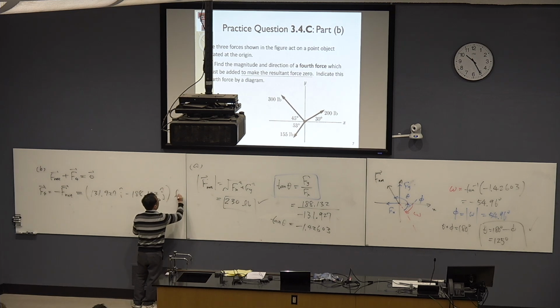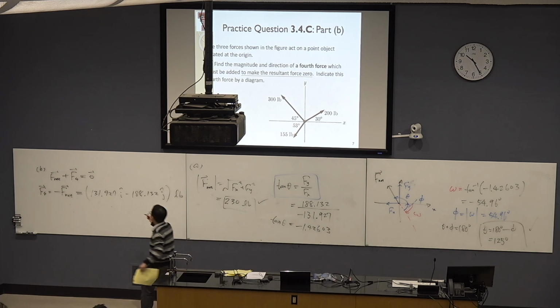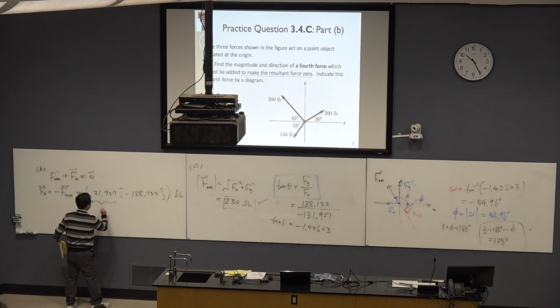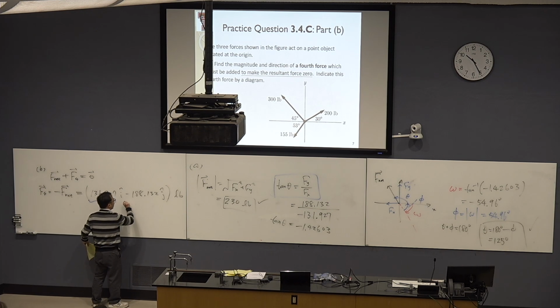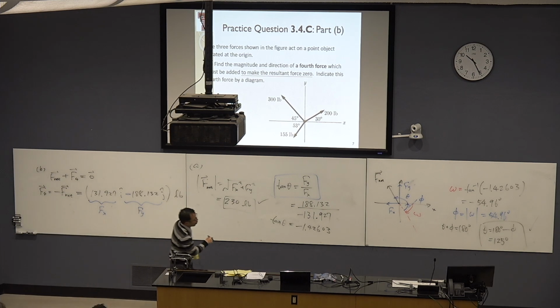In pounds. As you can see, for F4 the x component is to the right, and the y component is down, right? The y component that is negative is down. Therefore, F4 apparently points into the fourth quadrant, right? Fourth quadrant. Now let's check what's the magnitude of F4.